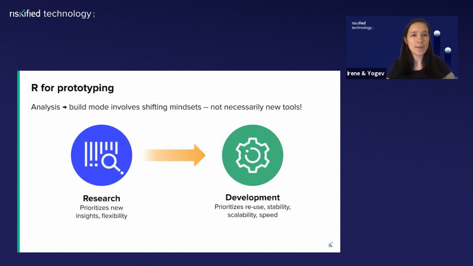And so going from analysis to build mode involves shifting a lot of your mindset. It involves investing in different parts of the code, whether it's analysis or more the infrastructure. That way we were able to gradually transition from research code that really prioritizes new insights and flexibility, to something ready for development, which prioritizes reuse, stability, and also later on scalability, speed, storage, and all of those things.